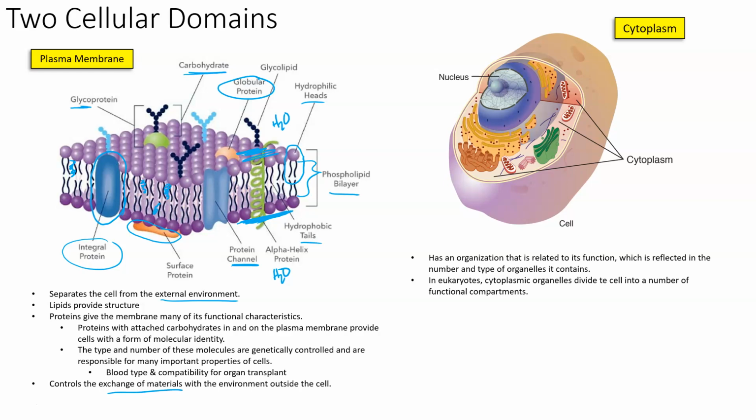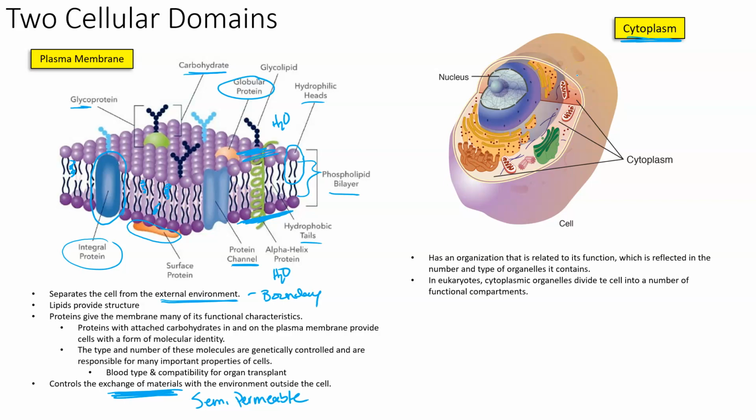Again, two main things. One, it separates the cell from the external environment, so it serves as a boundary between the inside and outside of the cell, and it controls the exchange, and that is a semi-permeable process. It doesn't allow everything to go through. That's the cell membrane.